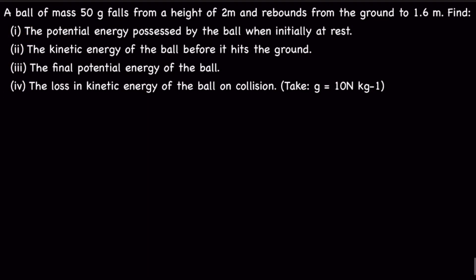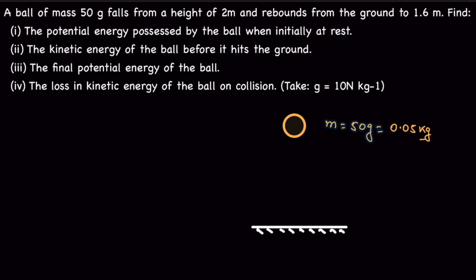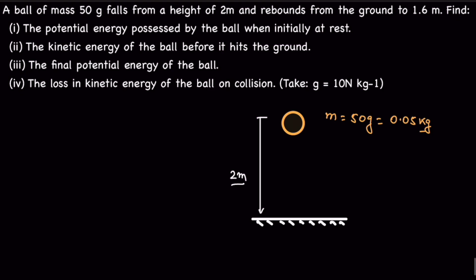What happened here? Suppose here is a surface, and we take one ball. This is the ball. Its mass is, according to the question, 50 gram. We can write it in kg as 0.05 kg. Now this ball is present at a height of 2 meter.